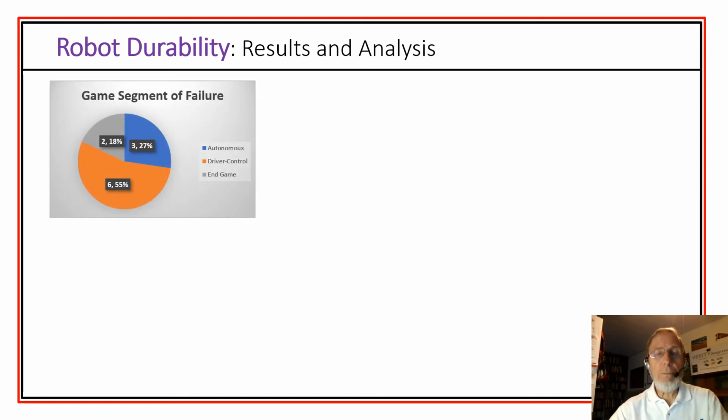This then could be summarized by some graphs of this nature. First of all, in what game segment did the failures occur? Here we've identified them by the autonomous game period, the normal driver-controlled period in orange, and the gray is the end game period, the last 30 seconds. We can see clearly that the largest number of failures occurred in this driver-controlled period.